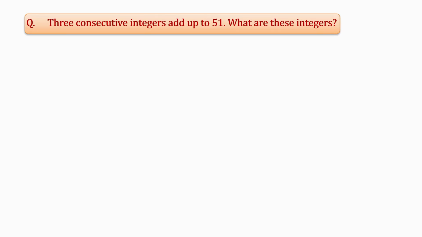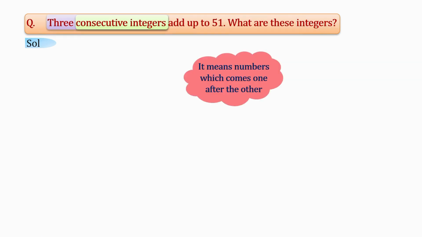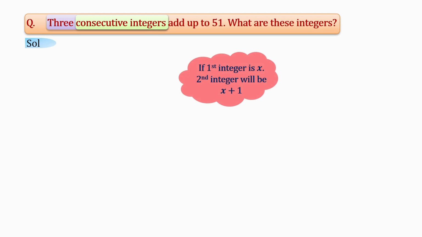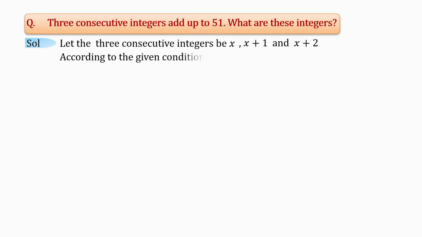Now one more question. 3 consecutive integers add up to 51. What are these integers? So here we need to find the integers, and the integers are consecutive, which means one comes after another. So let the first integer be x, the second will be x plus 1, the third will be x plus 2. So now these add up to 51. So we'll just add these numbers.